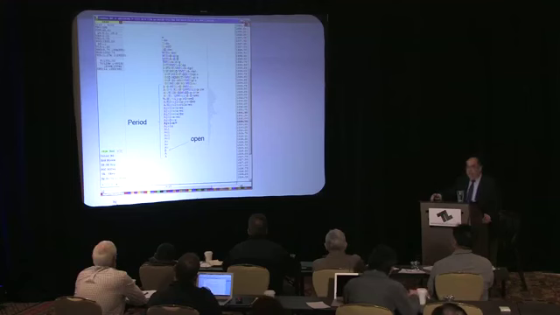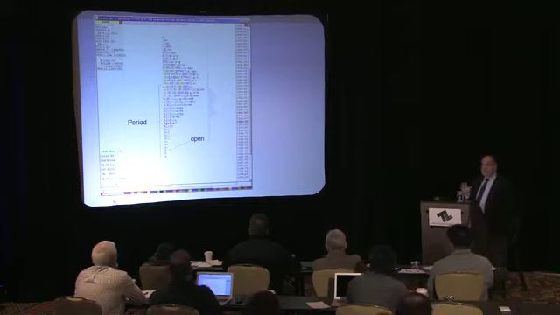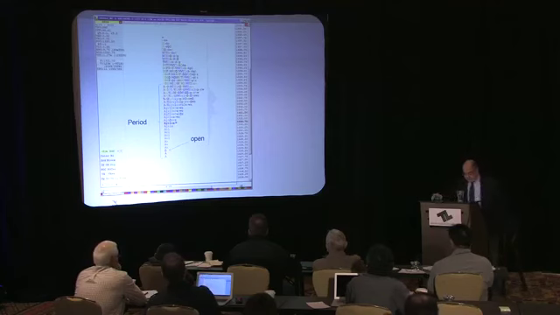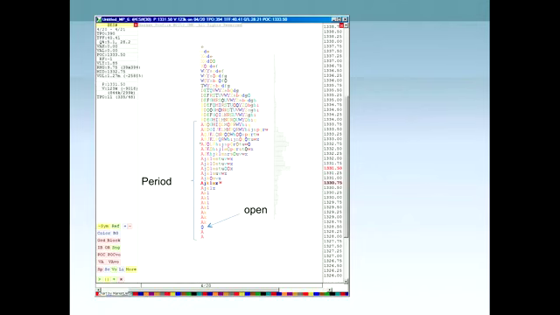All right, now we're going to begin into the nuts and bolts of the profile. I want you to be able to identify the key elements of the profile. First and foremost, where is the open? Do you see these little circles? Right here is the open for the day.